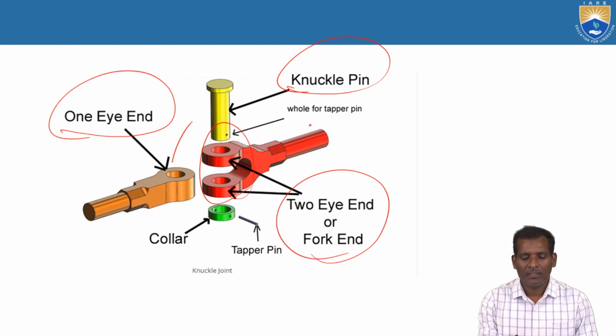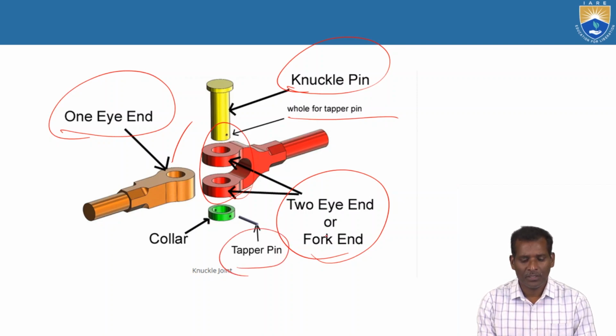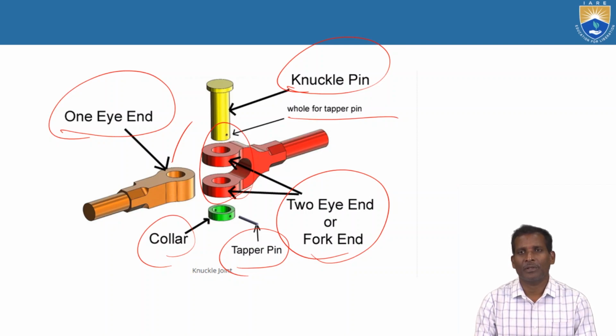After that, insert a taper pin. The taper pin is shown in this diagram, and the collar is also there. The collar has thickness, outer diameter, and inner diameter, just like the washer. So these are the important components, important parts of a knuckle joint.